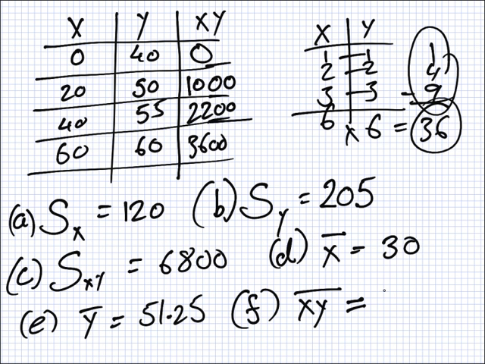What is it? 30? Exact? Yeah. So now if we multiply 30 by 51.25, we're not... Yeah, will 30 times 51 give me that? No. No!